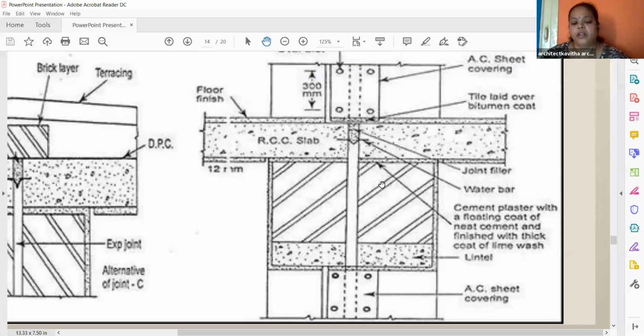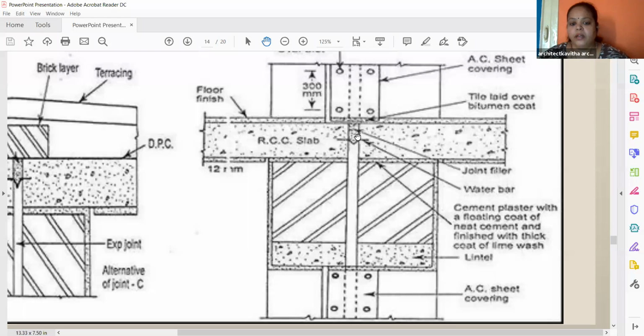Wherever expansion joints are there in a framed structure, you require two columns so they separate each other, and the foundation will be separated too. Even in the foundation, you will have a gap. So again, the detail here is the same.